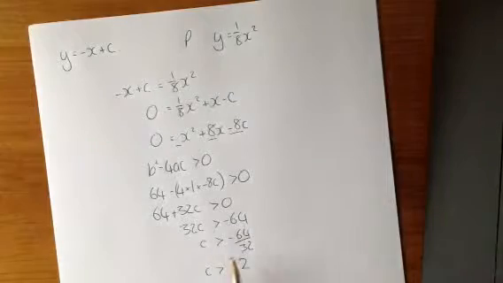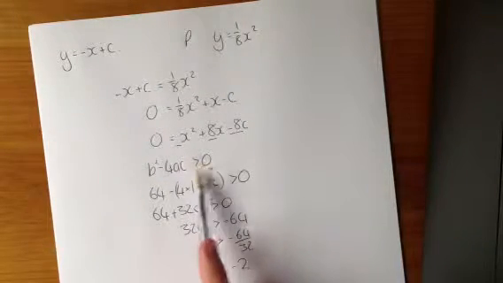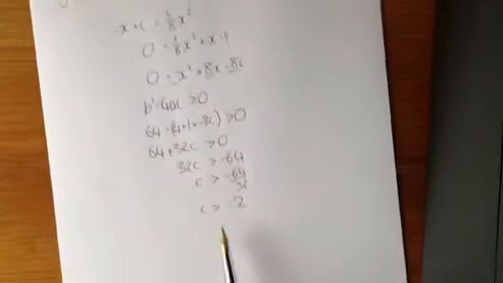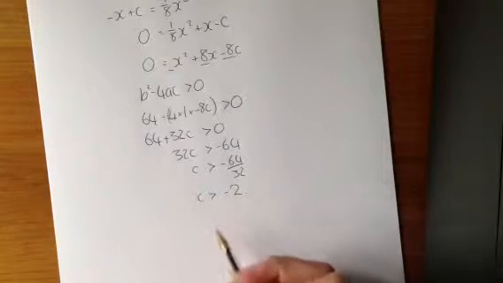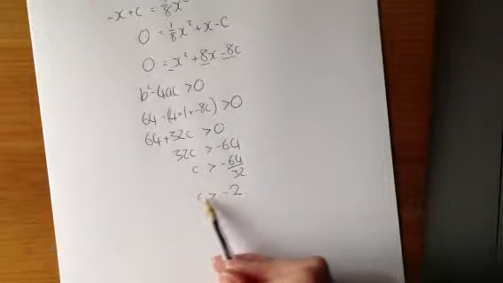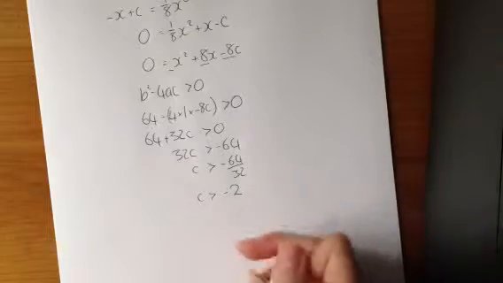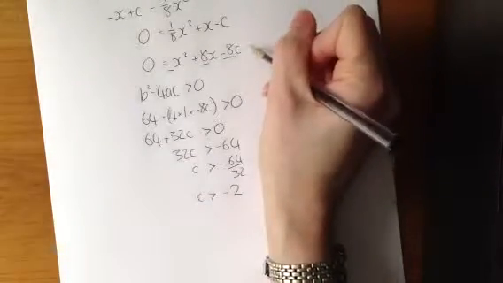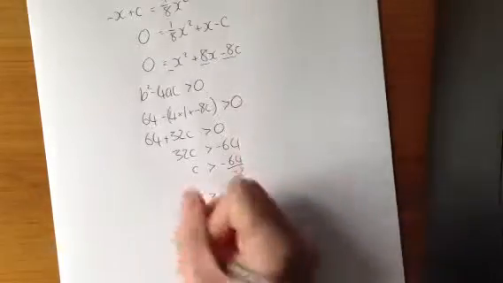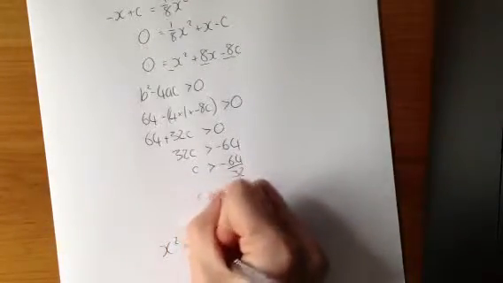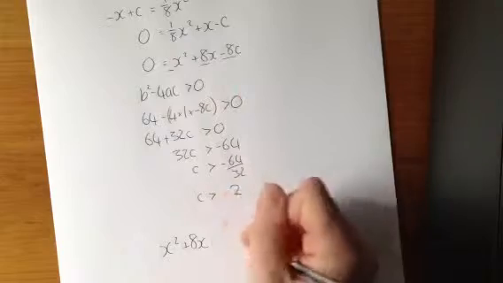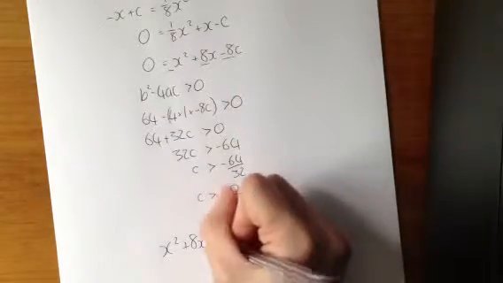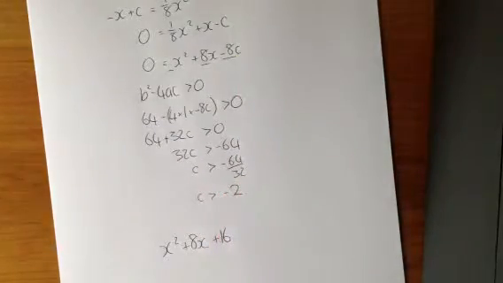So instead of b squared minus 4ac being greater than 0, for a tangent we're actually looking at equals 0. So if we're working on just that one tangent, then we're going to have c equals minus 2. So if c is equal to minus 2, then we can go back up here and change this around. Instead of minus 8c, we can have minus 8 times minus 2, which is plus 16, which will make life much easier because now we've got actual numbers to work with.